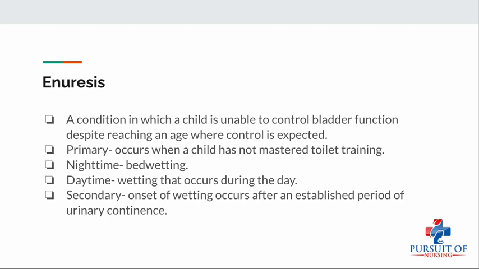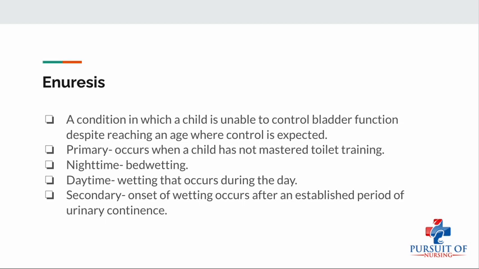So there's primary, nighttime, daytime, and secondary. Primary occurs when a child has not yet mastered toilet training. Nighttime enuresis is that of bedwetting. Daytime is wetting that occurs during the day. And then secondary is the onset of wetting that occurs after an established period of urinary continence. So they've been potty trained, they've been continent for several months, and then they have the wetting again.